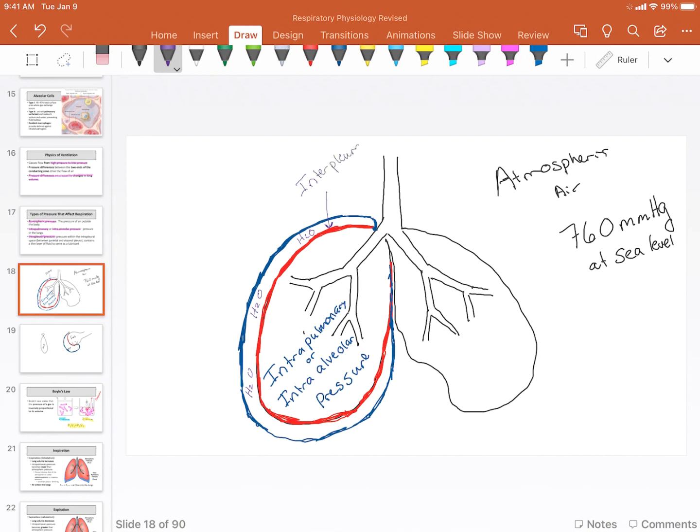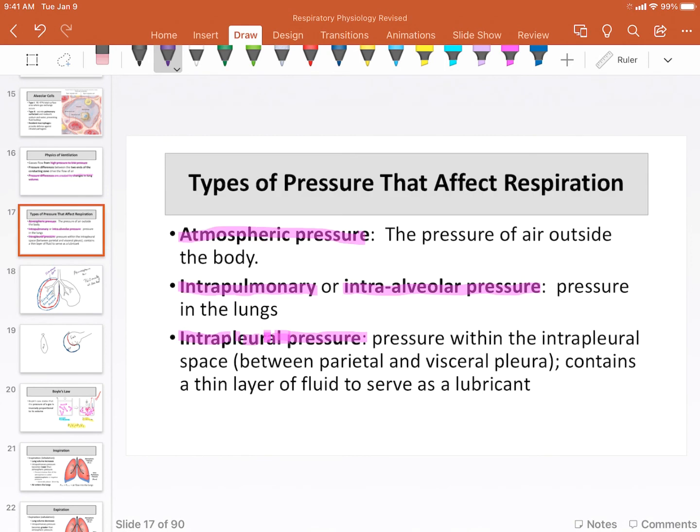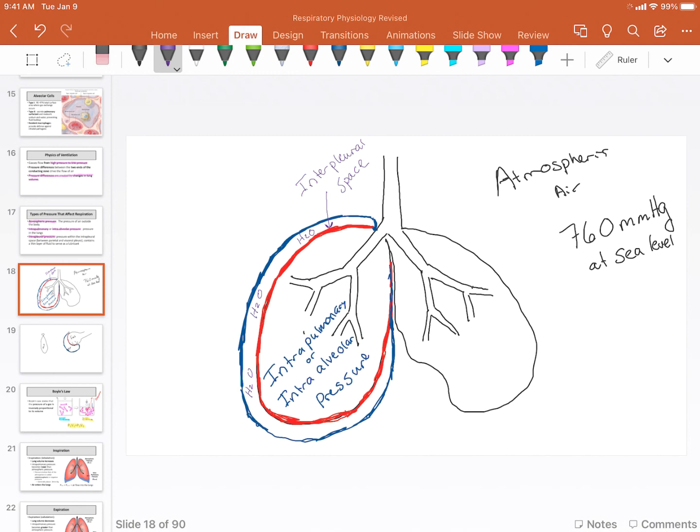Interpleural space. And so when we talk about the intrapleural pressure, we're referring to the pressure that exists in this layer of fluid. That pressure that exists in that space is my pleural pressure. All three of these pressures are very important in terms of how the lung functions. And so we're going to take a close look at these.